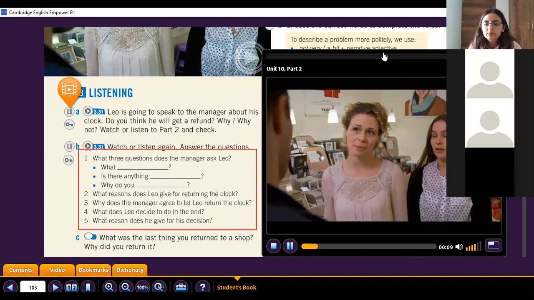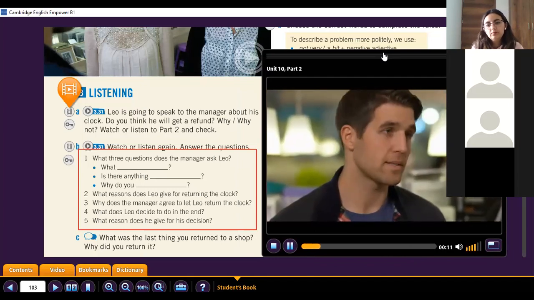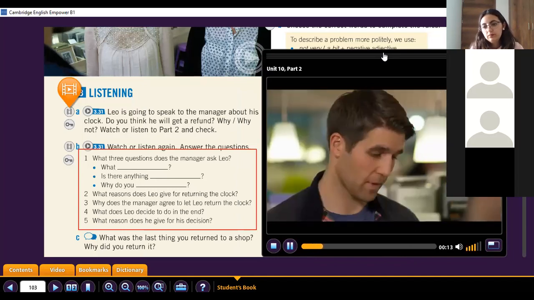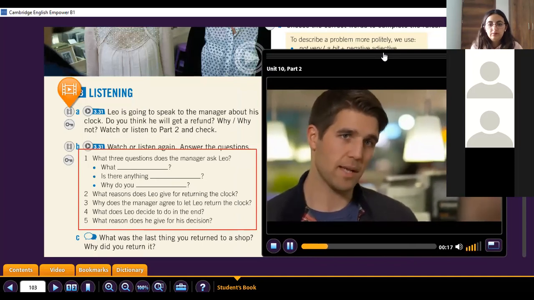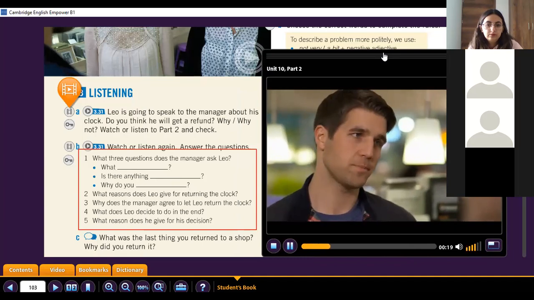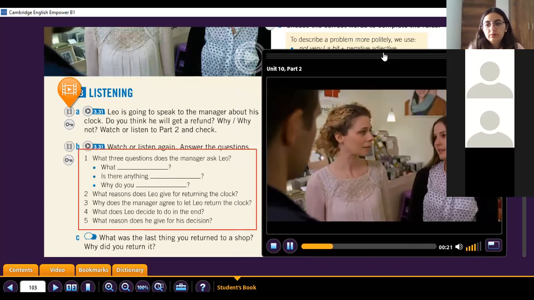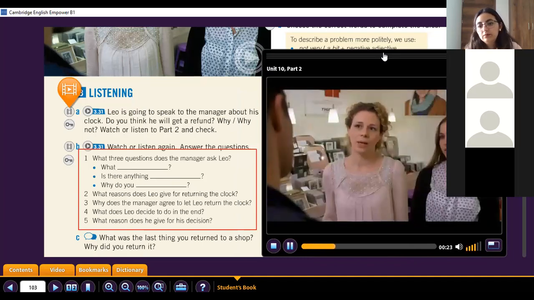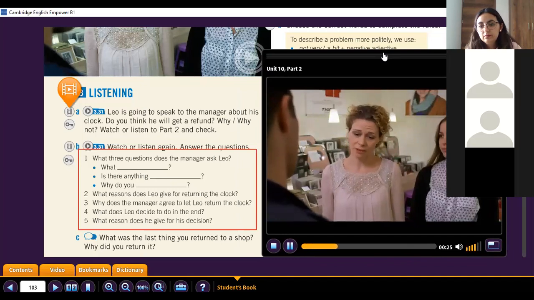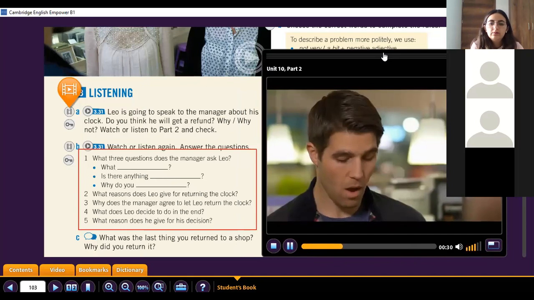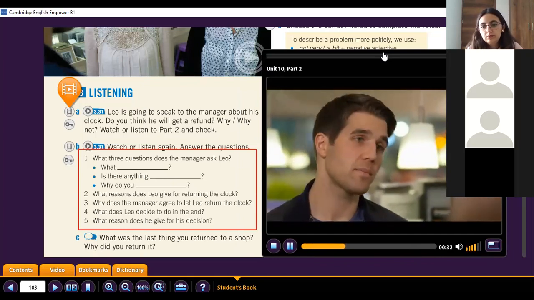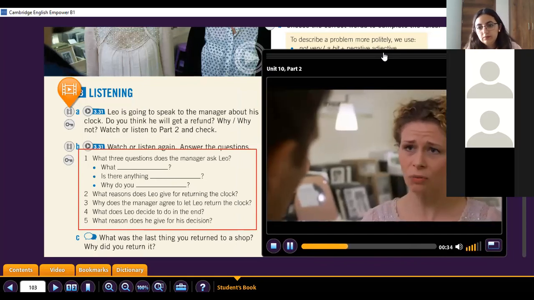Hello. What seems to be the problem? Yes, I'd like to make a complaint. I have this clock. It was bought in this shop. Your sales assistant hasn't been very helpful. She won't give me a refund. He doesn't have a receipt. No, I don't have a receipt. Well, I'm sorry, but we don't do refunds without a receipt. Yes, that's what she said. Okay, then, can I exchange it for something else? Is there anything wrong with it?